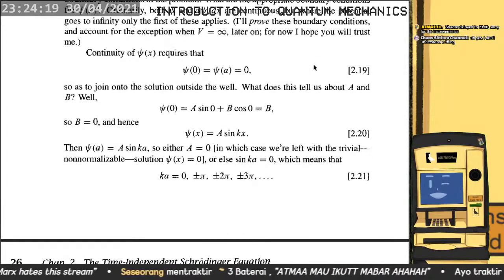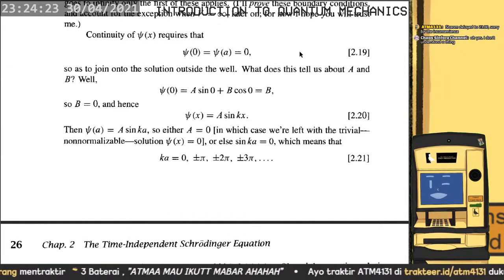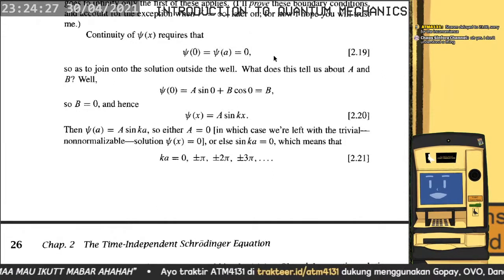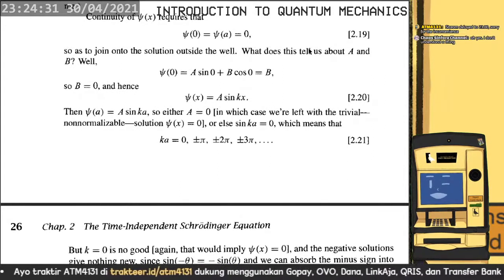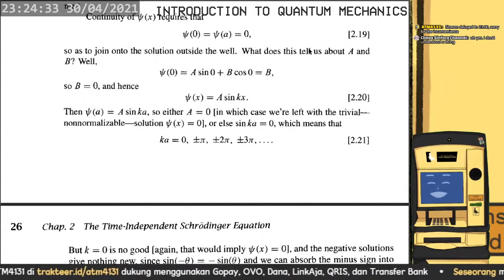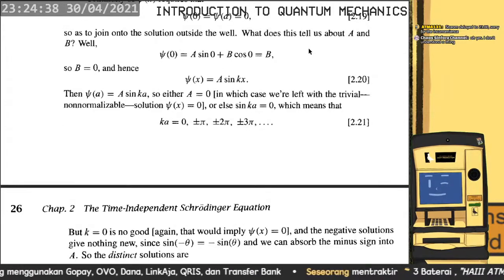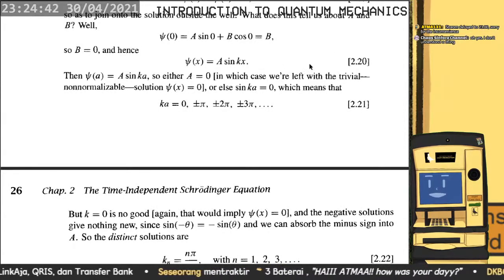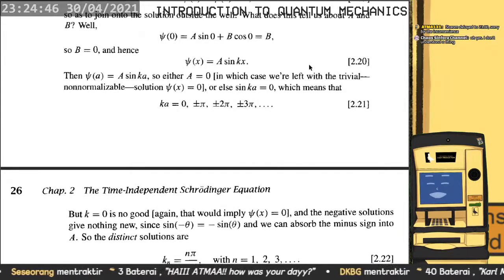Continuity of psi(x) requires that psi(0) equals psi(a) equals 0, so as to join onto the solution outside the well. What does this tell us about A and B? Well, psi(0) equals A sin 0 plus B cos 0 equals B. So B equals 0, and hence psi(x) equals A sin kx.